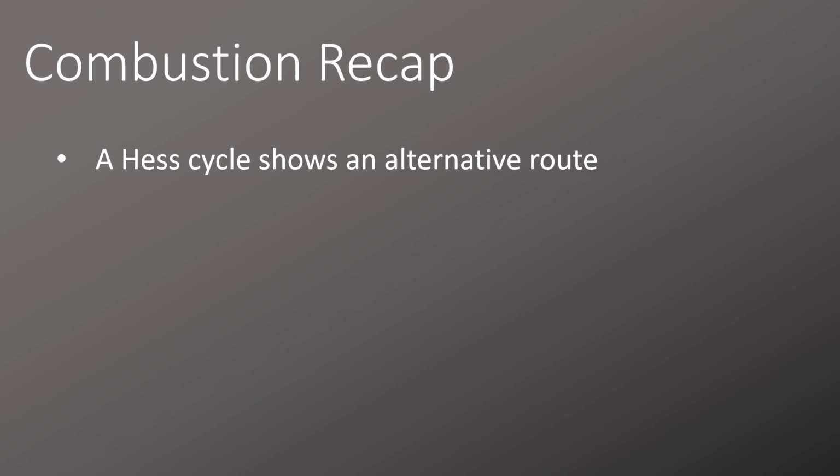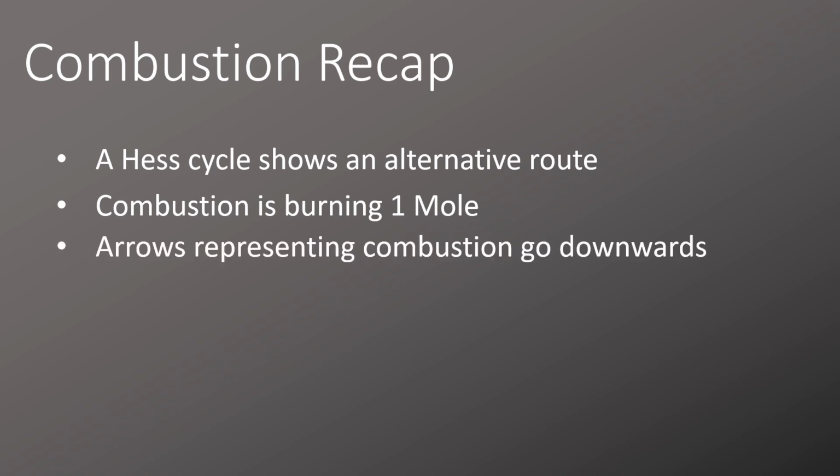Just to quickly recap on combustion then, remember that a Hess cycle always shows the alternative route. Combustion is burning 1 mole, so you need to balance the oxygens up, possibly using a half of the diatomic molecule. Arrows representing combustion always go downwards, and the last step is that the equation that you need to use for combustion data is delta H equals reactants minus products.